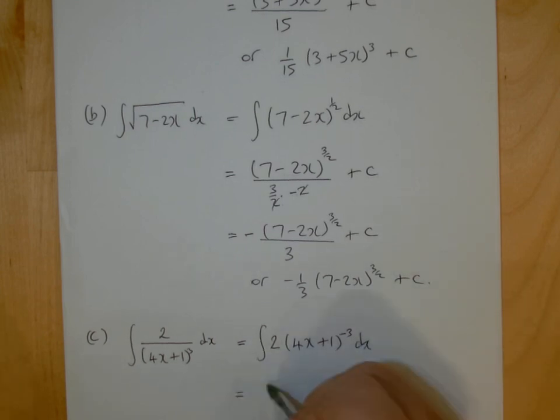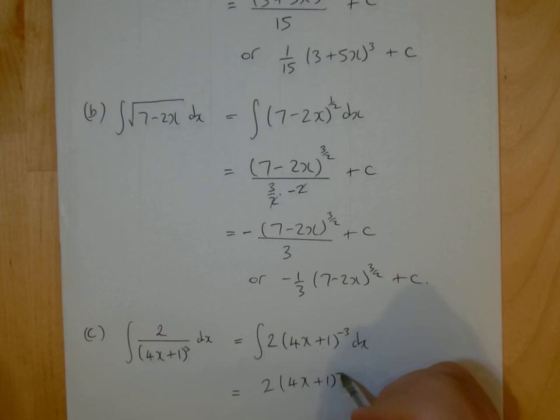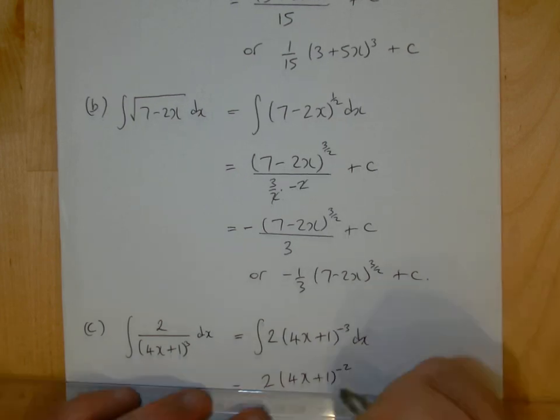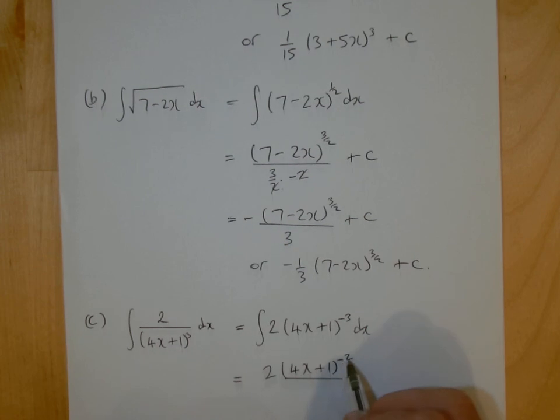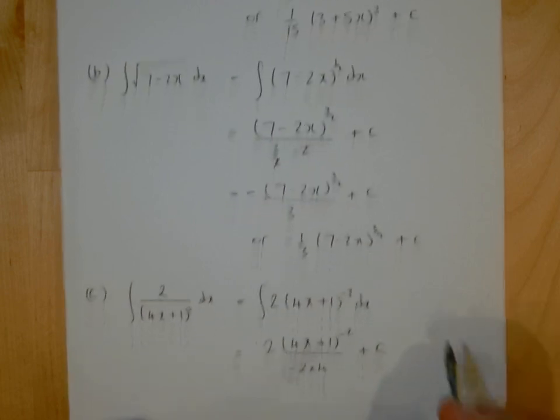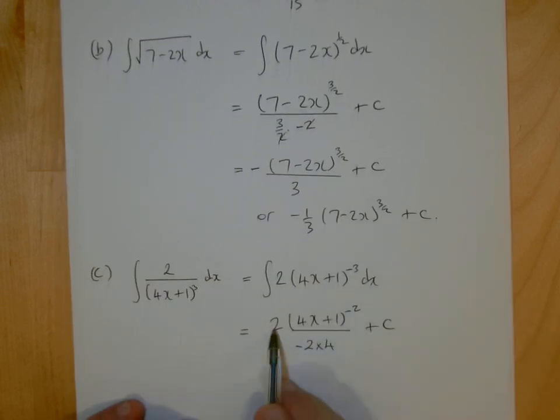Then we apply the same rules. So basically you add 1 to the power. If I add 1 to minus 3, I get minus 2. Divide by this new power, which is minus 2, and times it by the derivative in that bracket, which is just 4. And then not forgetting to put the constant. So what I've got here then is 2 on top and 8 on the bottom, or minus 8. So I can put the minus at the front, because you're dividing by minus, so the overall thing becomes a minus. Now 2 divided by 8 will become a quarter.